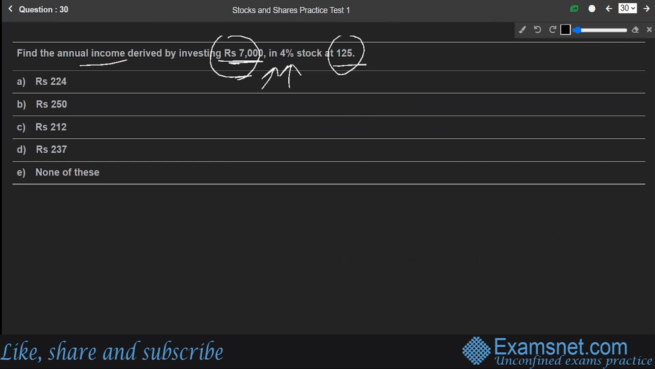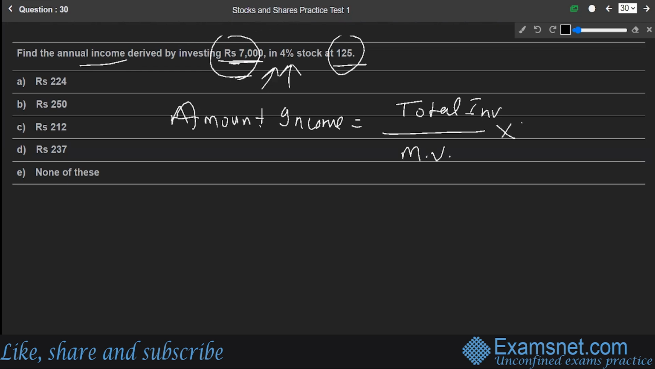So we can do it manually step by step using the sentences, or we can have a direct formula for that. So let us use the direct formula. The amount of income can be directly found out as total investment divided by market value of each share, multiplied by percentage rate of stock. We can directly use this formula and then solve this.